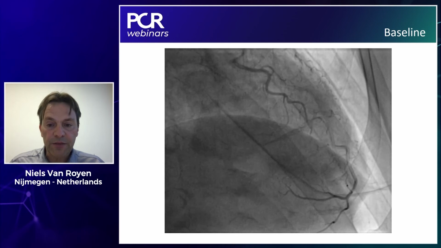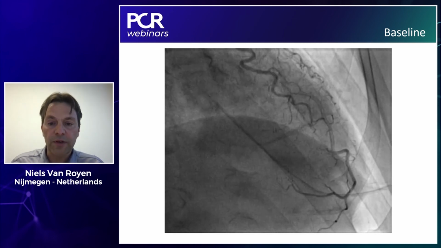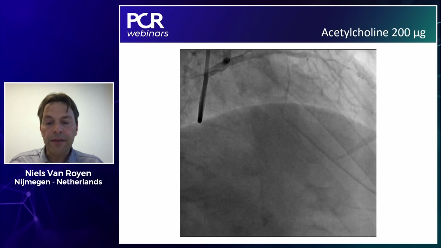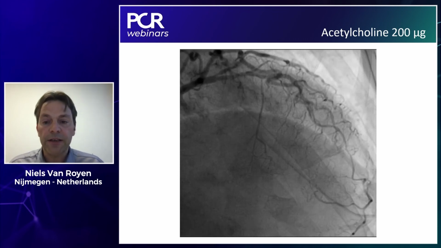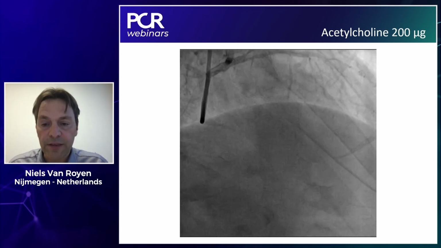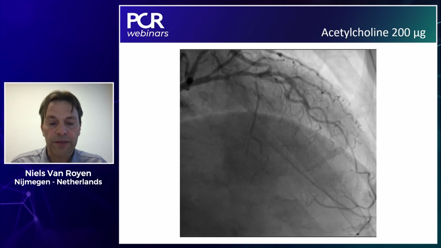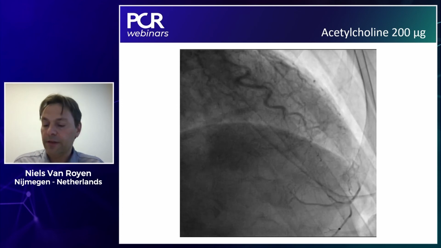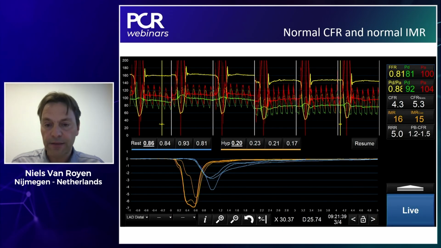This is the baseline angiogram. As you can see, the LAD is open, normal flow, no clear epicardial obstructive disease. And this is what we saw after 200 micrograms of acetylcholine, which is actually the highest dose. And now you can clearly recognize the spasm in the distal part of the LAD. But this patient had no complaints during the test and during this dosage of acetylcholine. So thereby this has to be coined as a negative test for spasm.